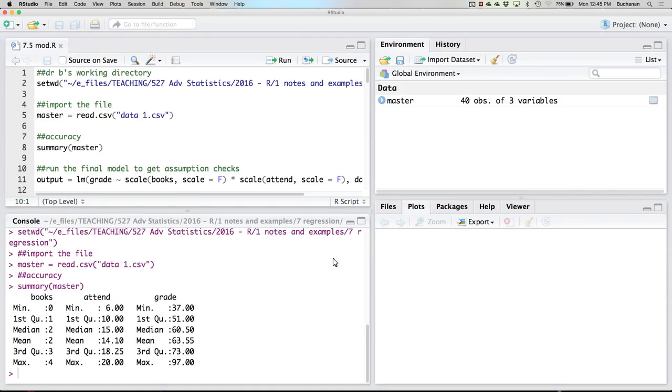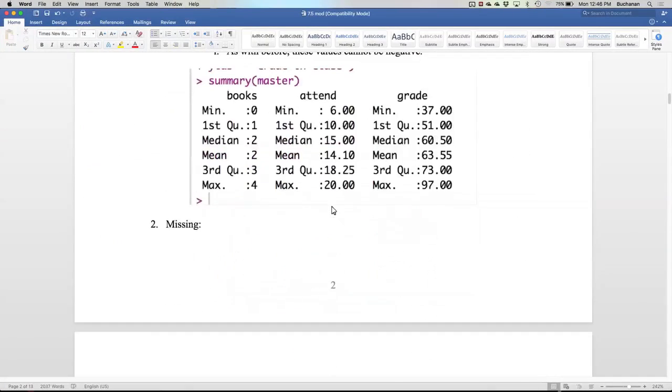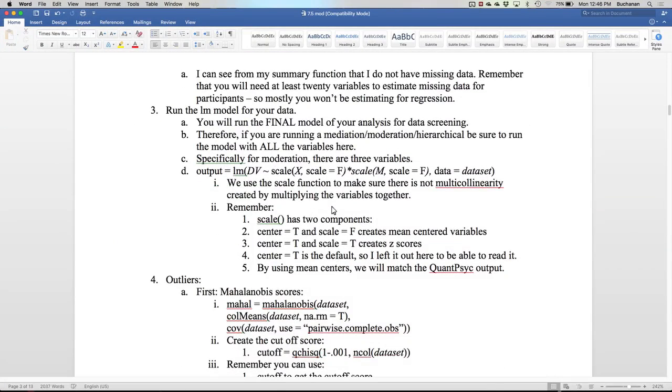So the data can't be negative. We've screened this data set before, so it's still fine. There's no negative books or attendance. Grades are 0 to 100. But this here is new. So line 10. I have no missing values, so I'm going to skip this part.